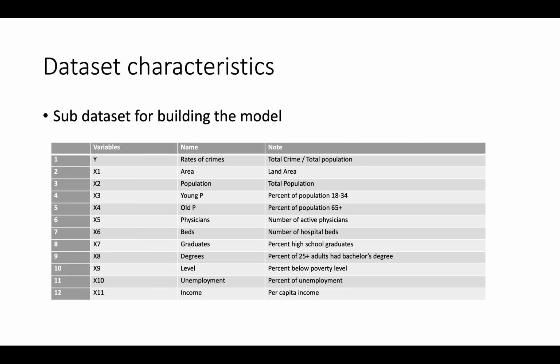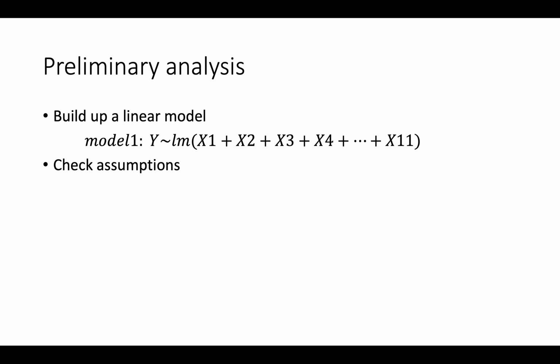Okay, and here is the subset I used to build the linear model. The response variable y is the result of dividing the total crimes by the total population. Then follow the 11 explanatory variables, and all the data were rescaled to the range of 0 to 1. Then I built the linear model and checked the assumptions.